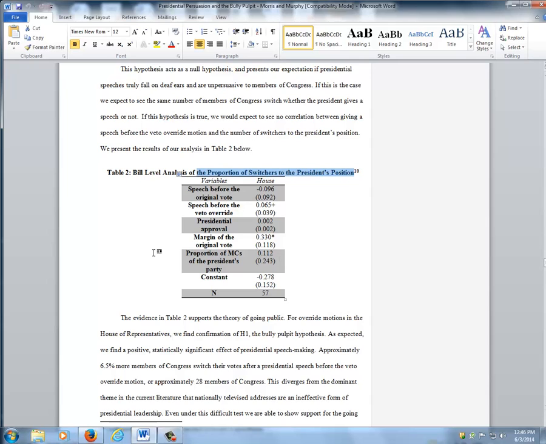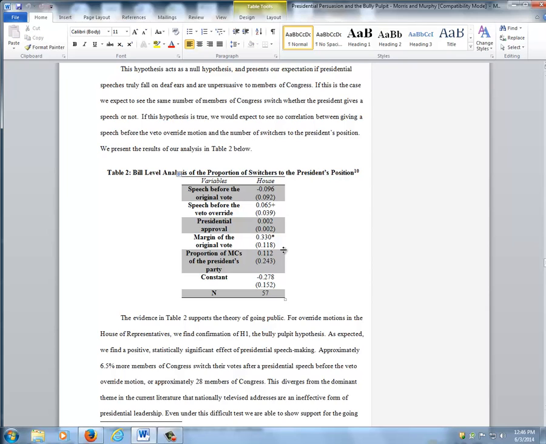Hopefully. Now, let's look at a different one. Let's look at the margin of the original vote. Right here, we see the margin of the original vote was 0.330, and the standard error is only 0.118. So that's more than twice as much. It's almost 3 times as high.